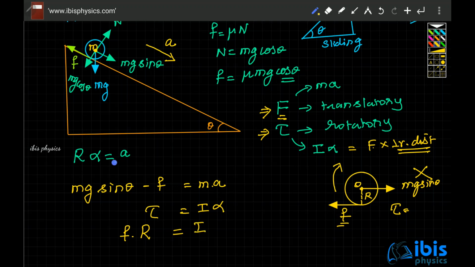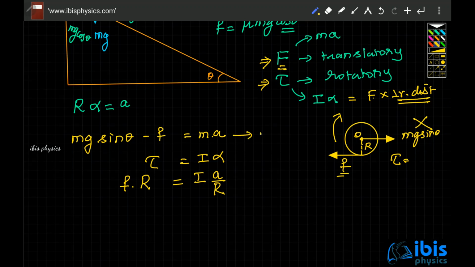Alpha is equal to a by R. So this is a by R. This is the first equation we have got, and this is the second equation we have got. So F is equal to I a by R square.